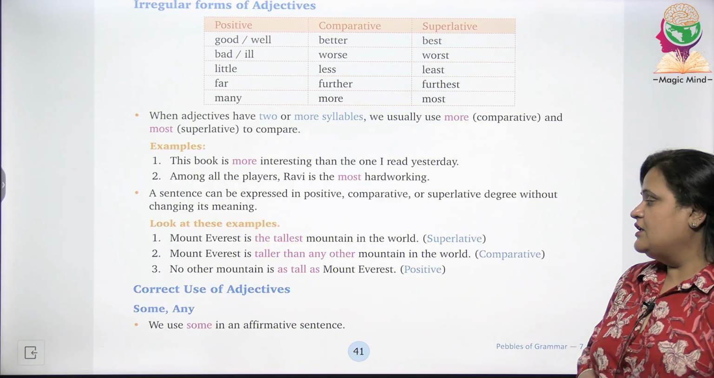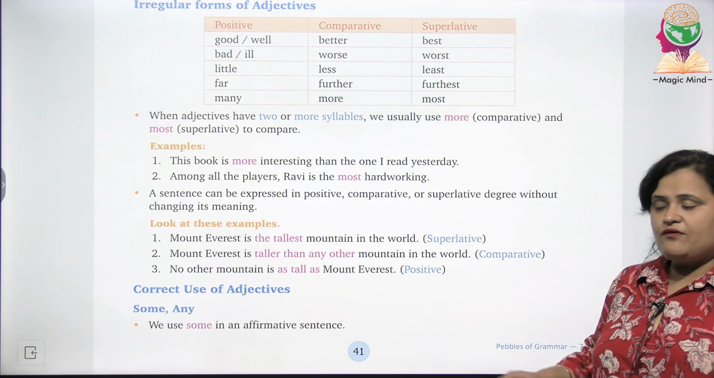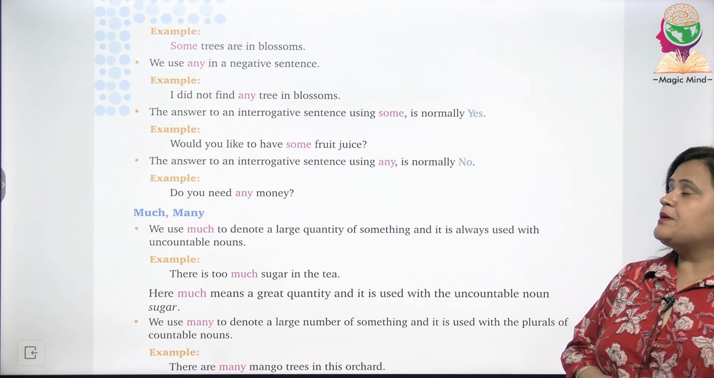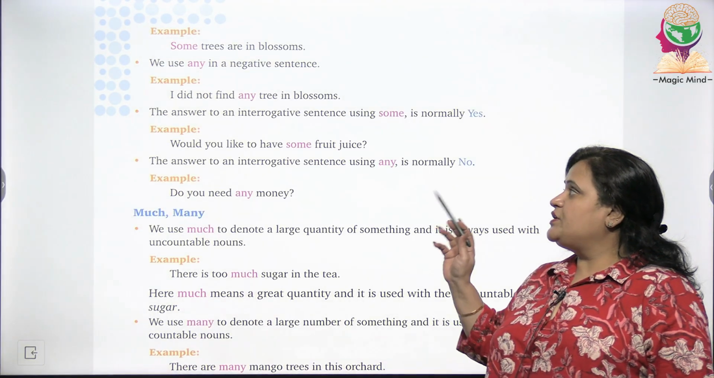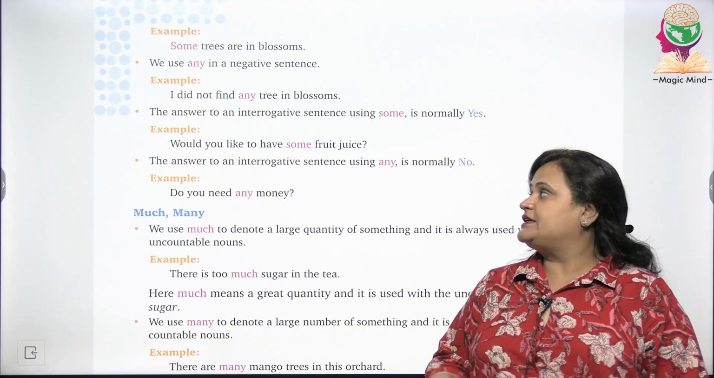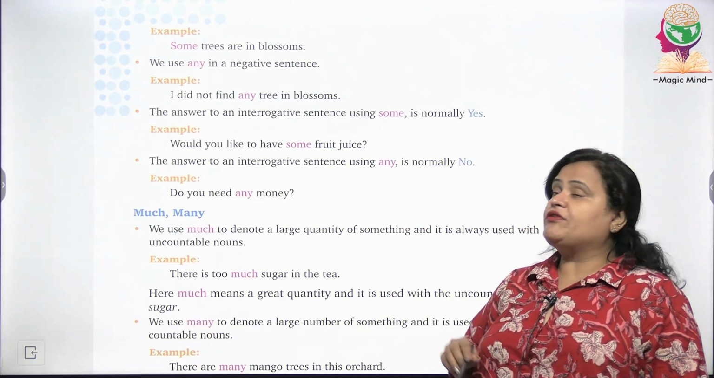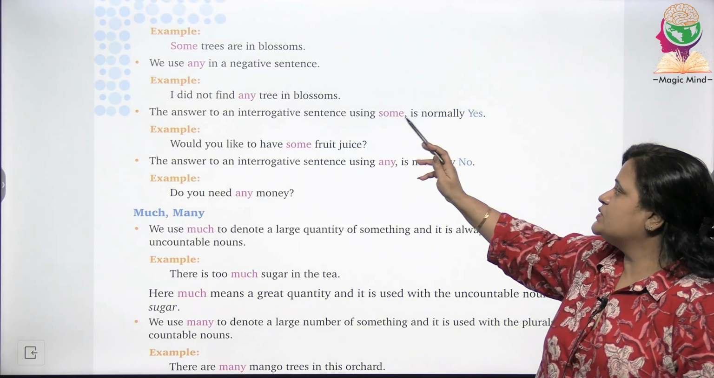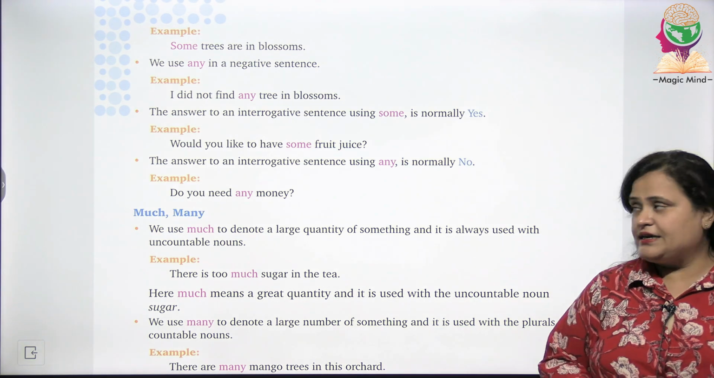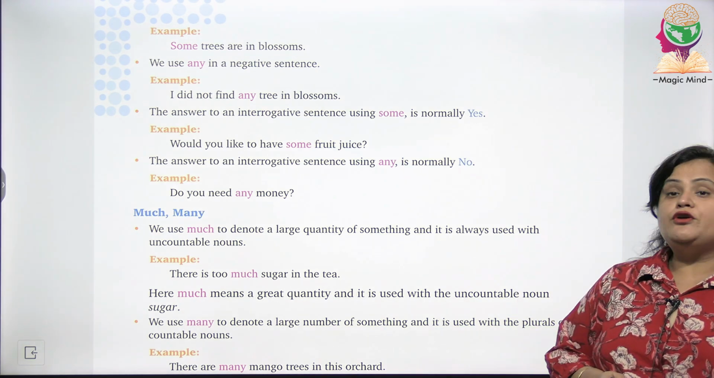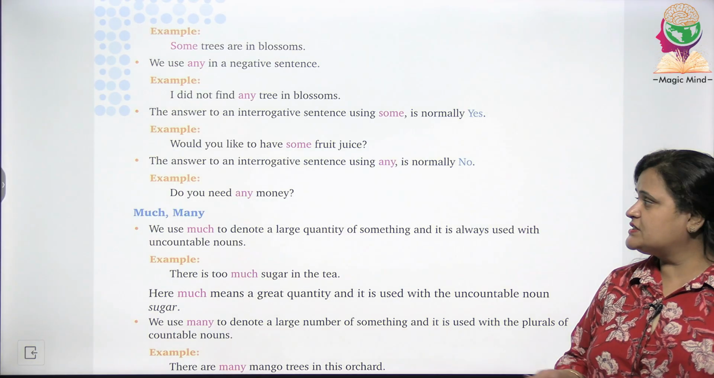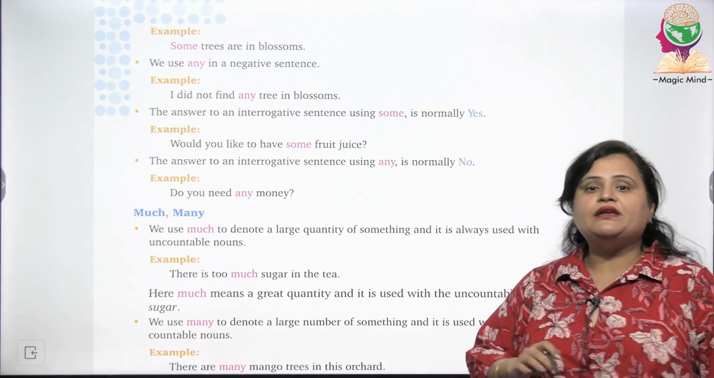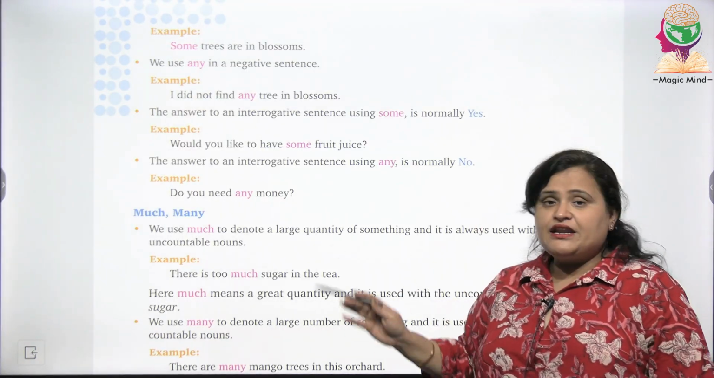Some, any. We use some in an affirmative sentence. Example है some trees are in blossoms. We use any in a negative sentence. I did not find any tree in blossoms. The answer to an interrogative sentence using some is normally yes. Example: would you like to have some fruit juice? The answer to an interrogative sentence using any is normally no. Do you need any money?